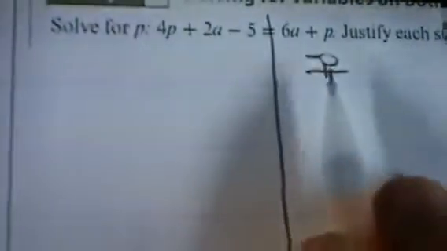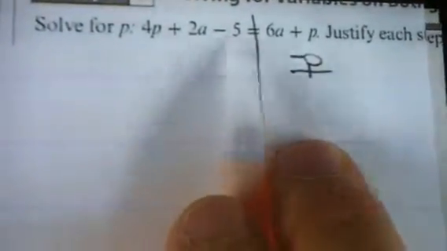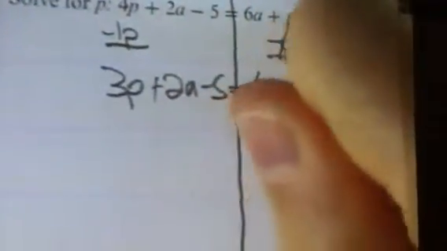Minus p on this side. Now, if you subtract p on this side, you need to subtract it from something that's like terms with it. So don't subtract it from 2a, don't subtract it from 5, subtract it from this p right here. So minus 1p. Again, that p has an understood coefficient of 1. Over here, these cancel. I've got 4p minus 1p, which gives me 3p, plus 2a minus 5, which equals 6a.